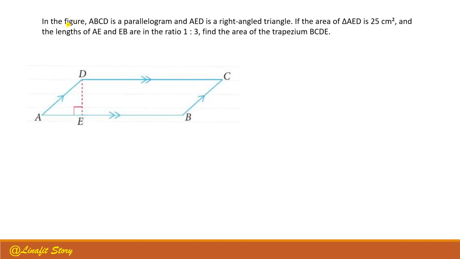In the figure, ABCD is a parallelogram and AED is a right-angled triangle. If the area of triangle AED is 25 square cm and the length of AE and EB are in the ratio 1 to 3, find the area of the trapezium BCDE.